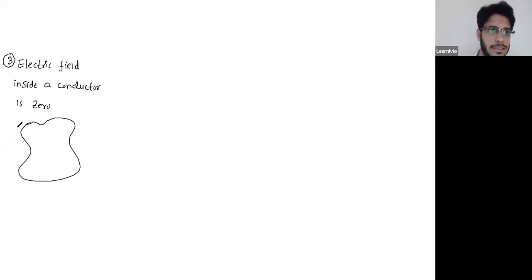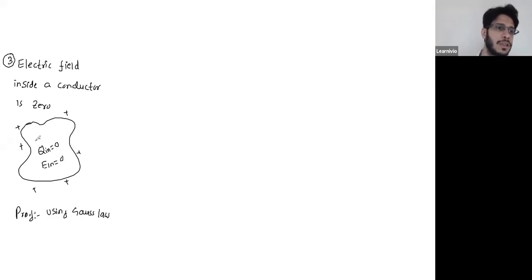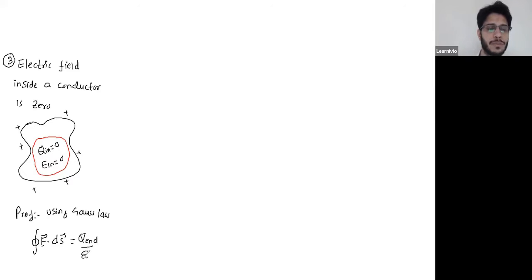If you have a conductor, charge will always reside on the outer surface. Inside the conductor, charge is zero. If charge is zero, then it can be proved that electric field is zero. We can prove it using Gauss law. Let's consider a closed surface. Then Gauss law says closed integral of E dot ds is Q enclosed by epsilon naught.